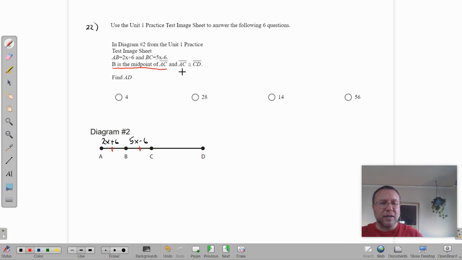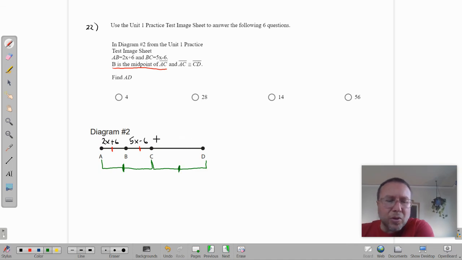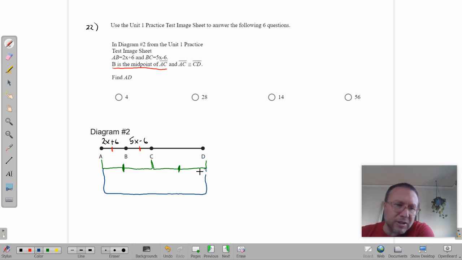And it says AC is congruent to CD. By saying that AC is congruent to CD, that means these two are equal to each other. Okay, if we know that these two are equal, let's figure out what they are. What they're asking for is to find AD, which is this whole distance. Let's start by finding the small parts here, and then we can figure out the whole.